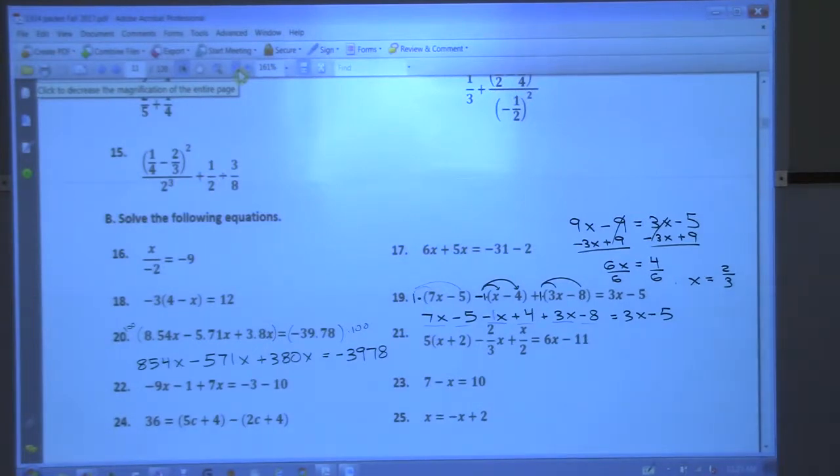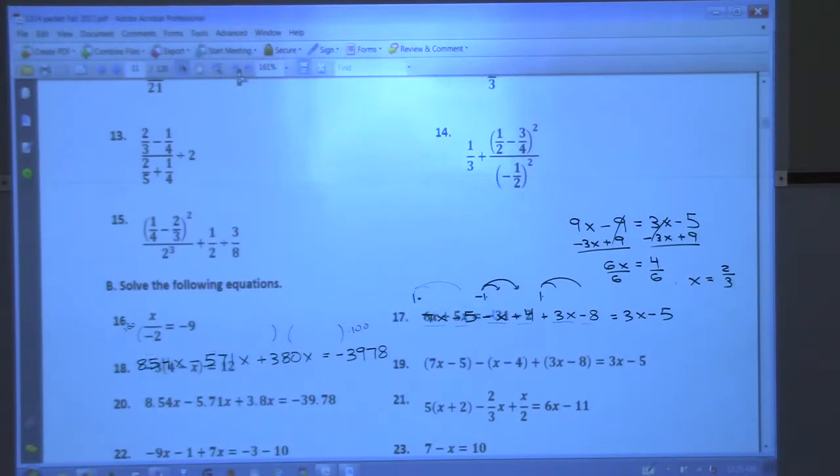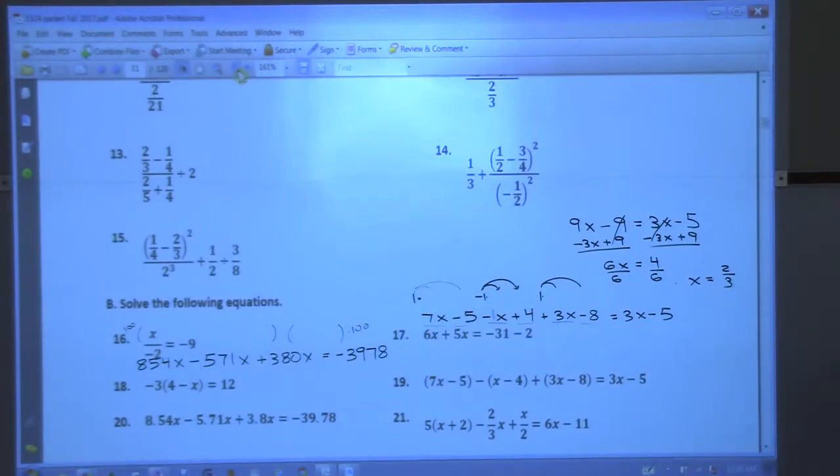All right? Can you do 14 on that same page? 14. That looks pretty ugly. All right, this will probably be my last one.